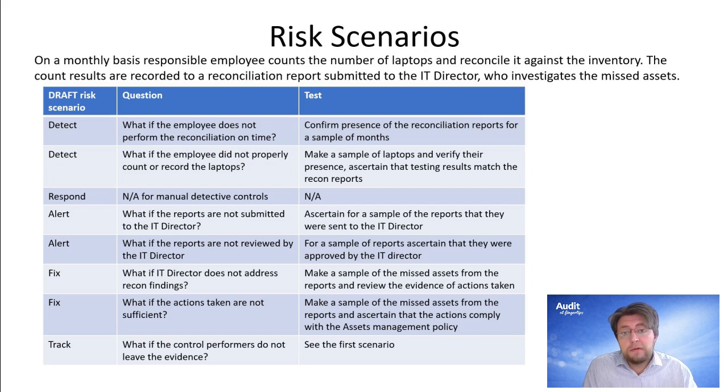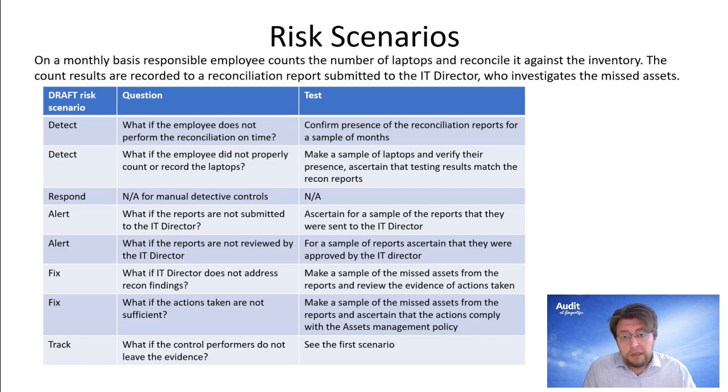However, alerting is very important. Because what could happen is the reconciliations are done, but the reports are not submitted to the accountable person. In that case, we need to verify, see the evidence that the reports were sent, for instance, emails. And the second issue might be the reports are sent, but the owner does not review them. In that case, we need to verify that they were approved by the owner.